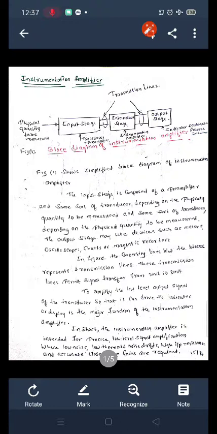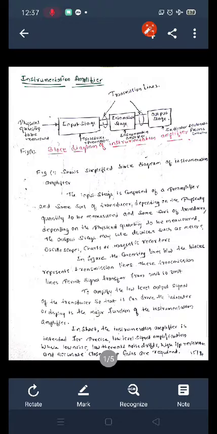Therefore, you can say an instrumentation amplifier is an integral part of modern testing and measurement instrumentation. This is some of the basics of the transducer and why we need an instrumentation amplifier in our applications, and in what way we should think about the instrumentation amplifier.